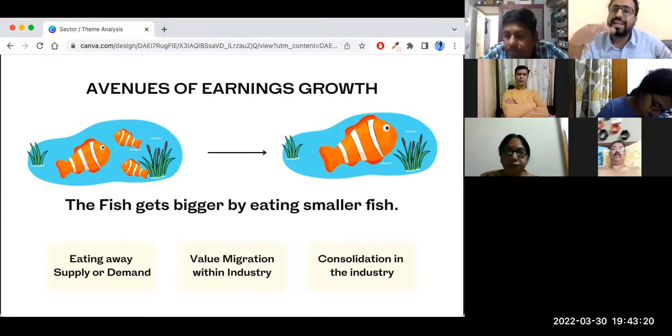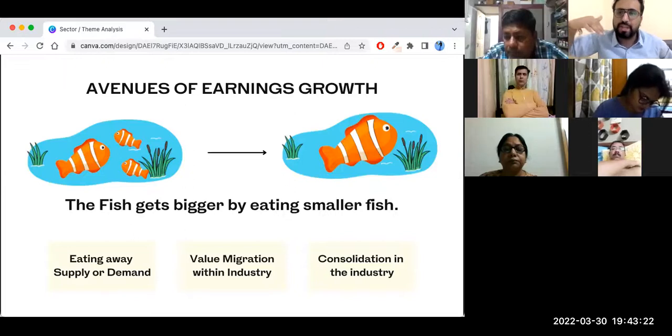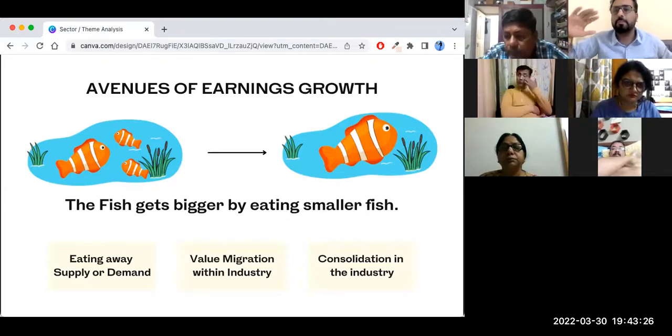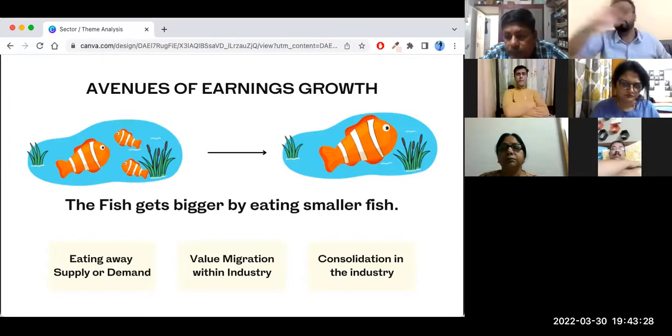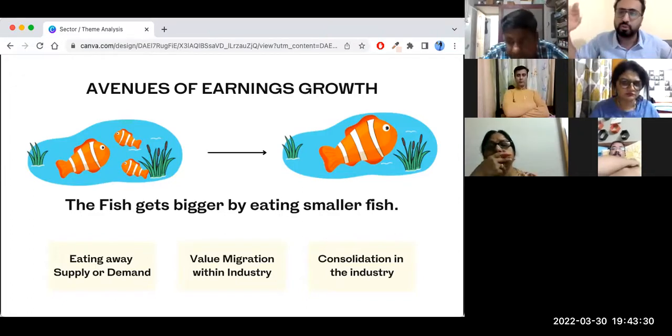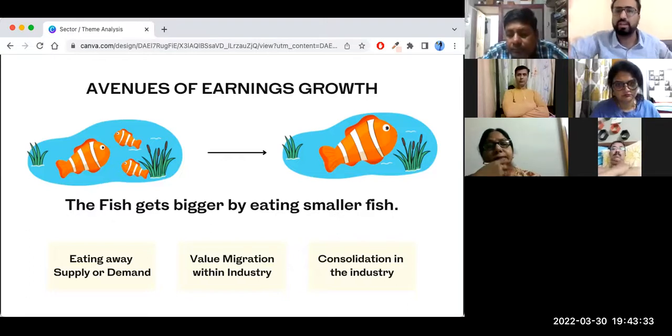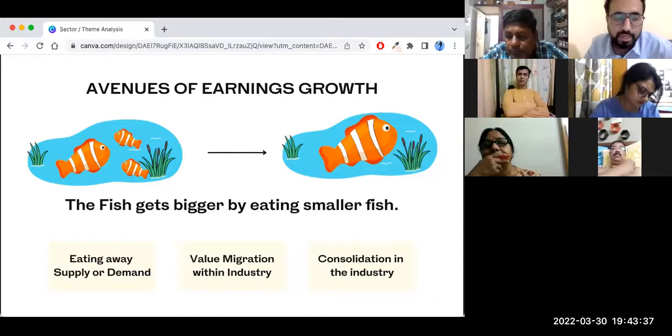By the time everyone else also started copying that model, now everyone else has copied the model. But at that point of time, they were the only ones who were doing it, and they were the only ones who were eating away the demand, eating away the market share of all the local players. They benefited a lot from that, right?